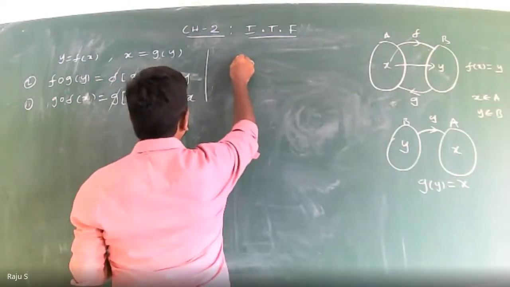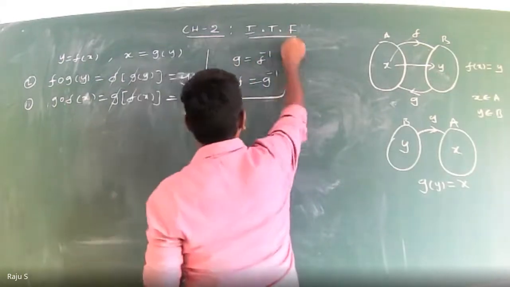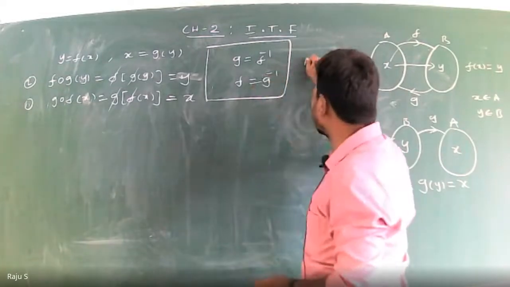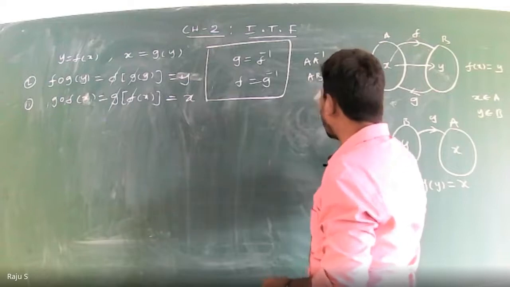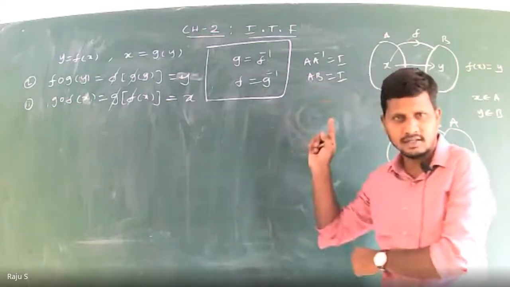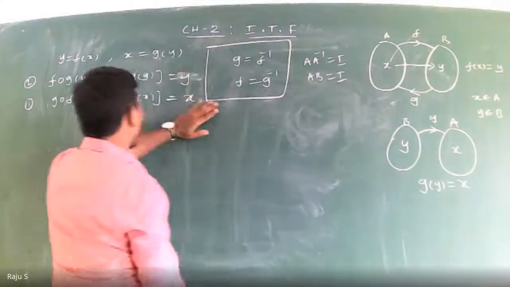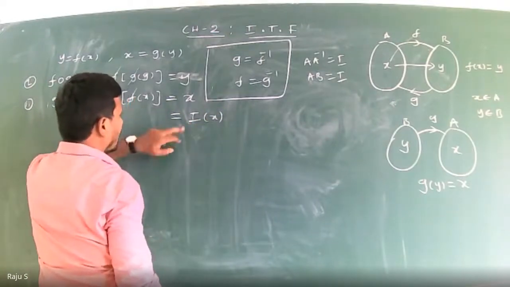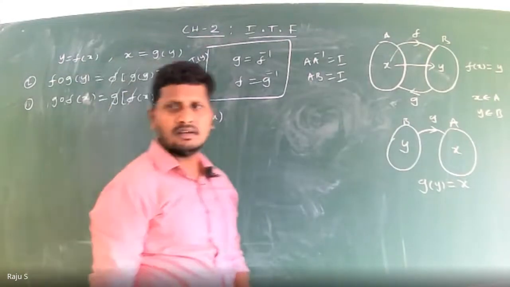So this can be written as g is equal to f inverse and f is equal to g inverse, nothing but the functions are inverse to each other. Like in matrices, we have already seen that A into A inverse is equal to I, or AB is equal to I, the identity matrix. The product of any two matrices equal to identity means these two matrices are inverse to each other. Here also in functions, x can be written as I of x, the identity function, and y as I of y, where I is the identity function.